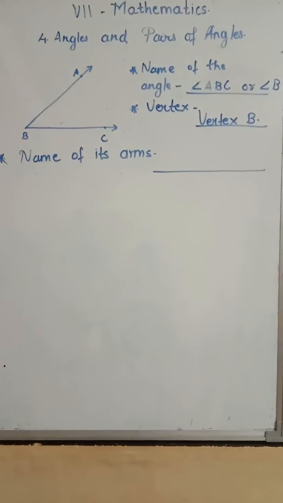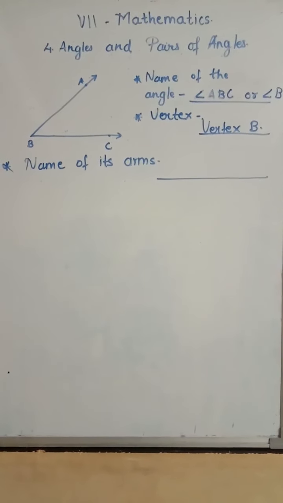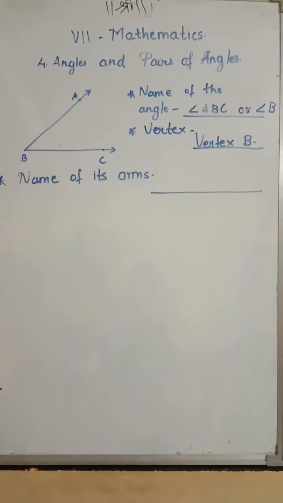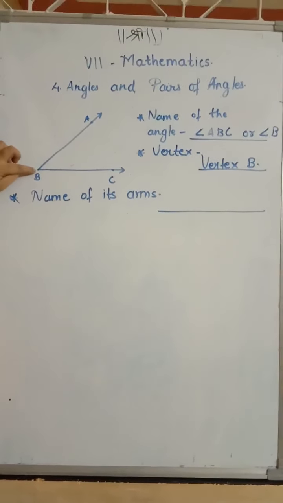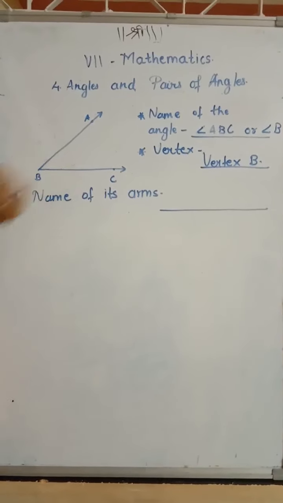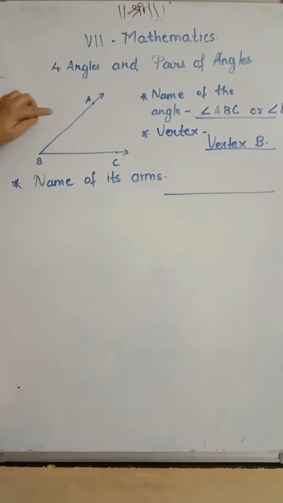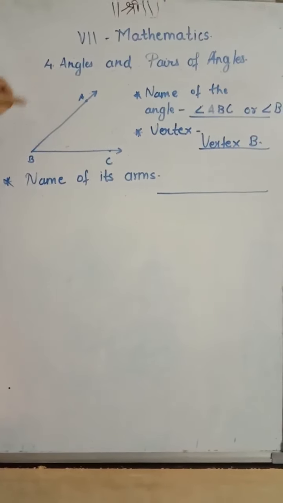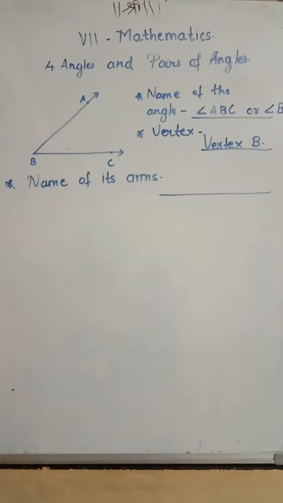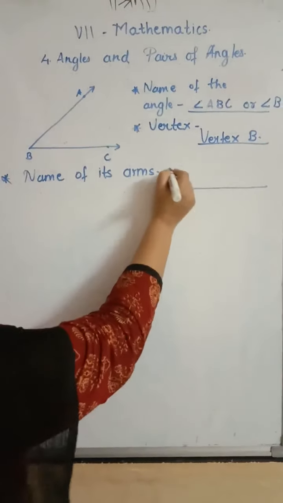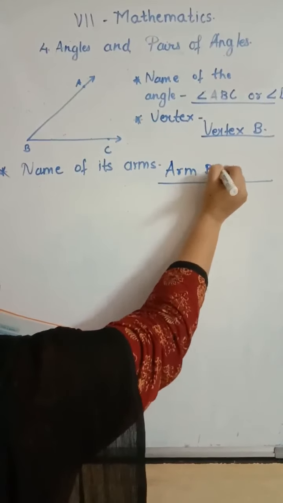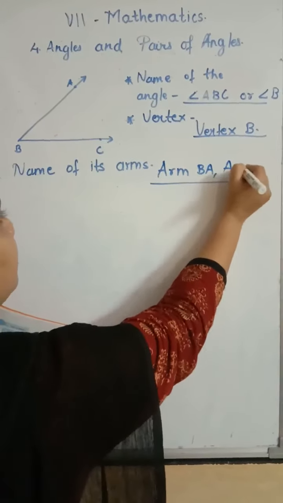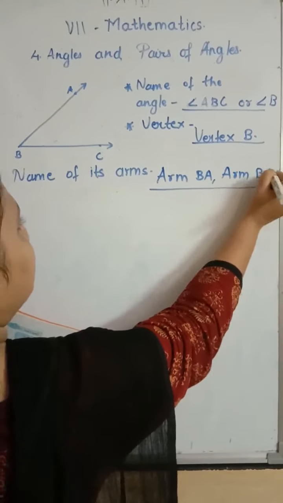Now the next thing, the name of its arms. You all know what arms are? The rays which form the angle are called arms. So which are the arms? Arm BA and arm BC. So your answer will be arm BA and arm BC.